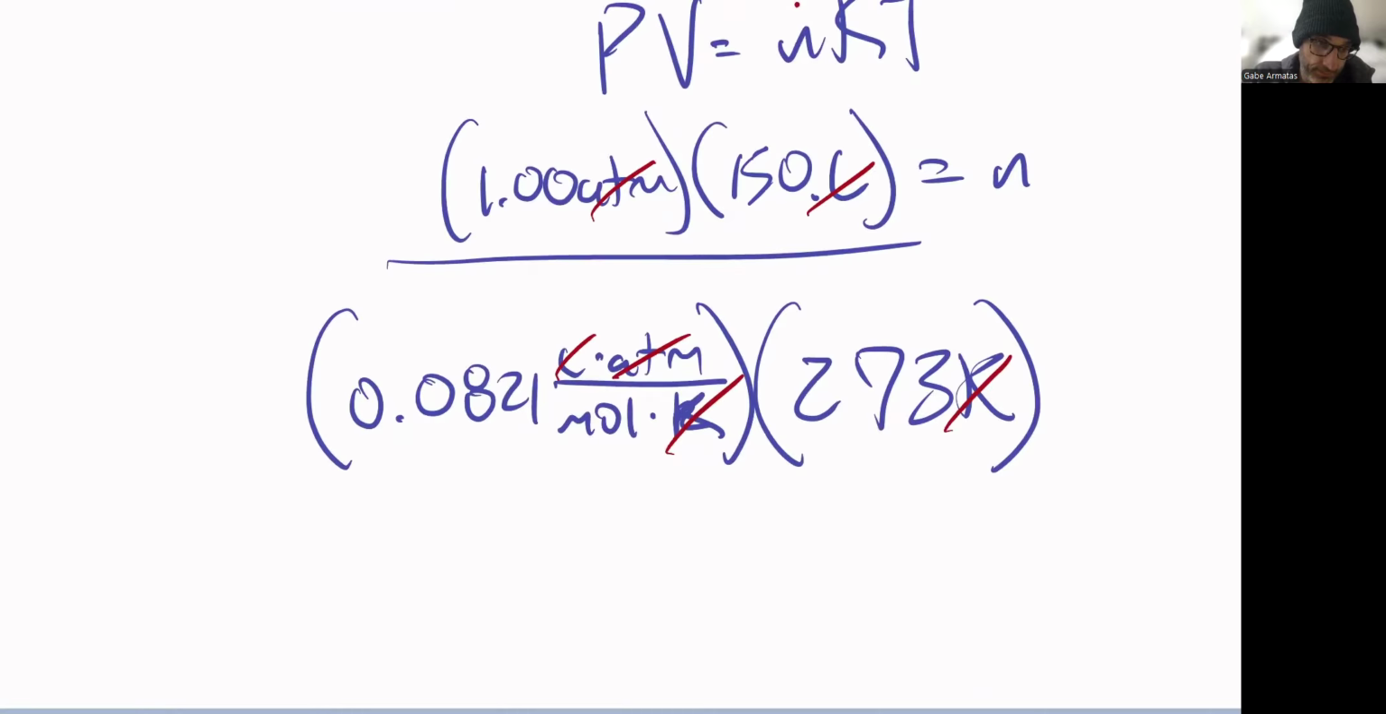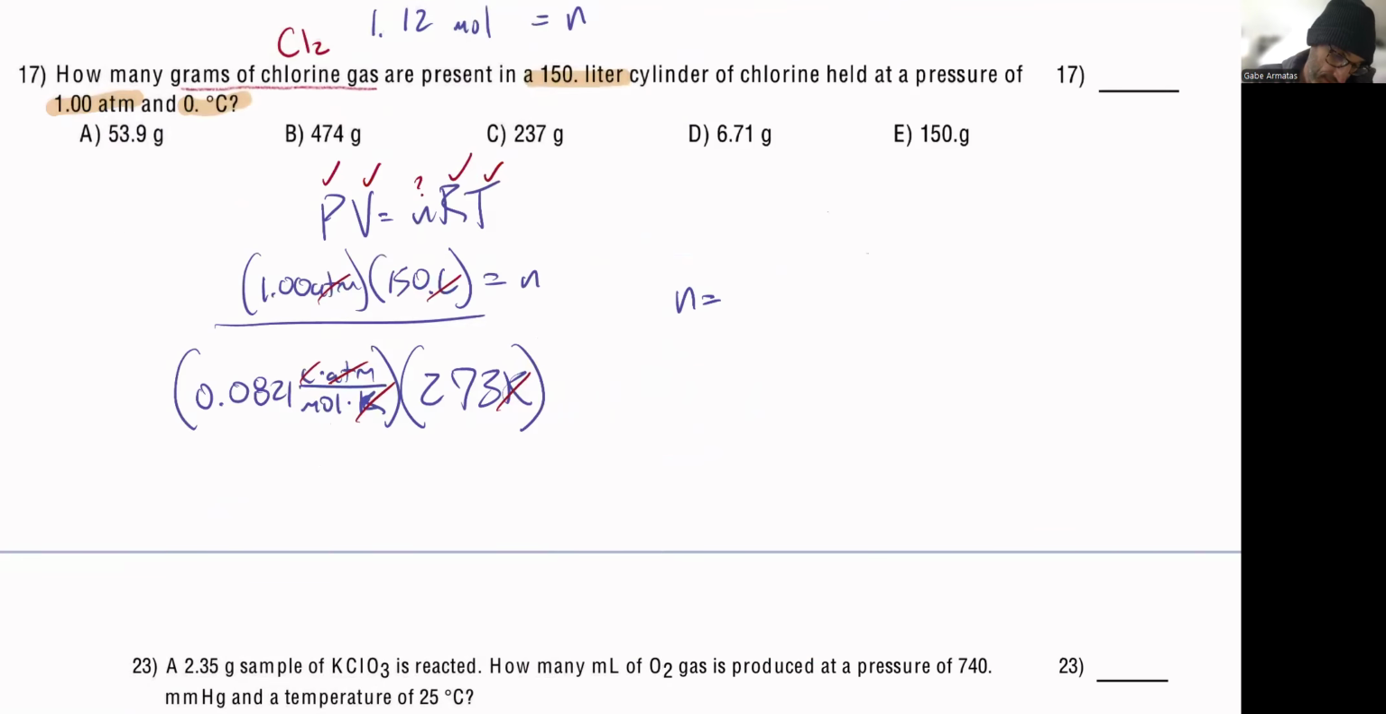So again, 1 times 150, enter, which gives me 150, divided by 0.0821, enter, divided by 273, enter, 6.69 moles. And we don't have an answer for this because that's not what we're looking for, is it? All right, so 6.69 moles. There we go. And now we need to take it a step further.